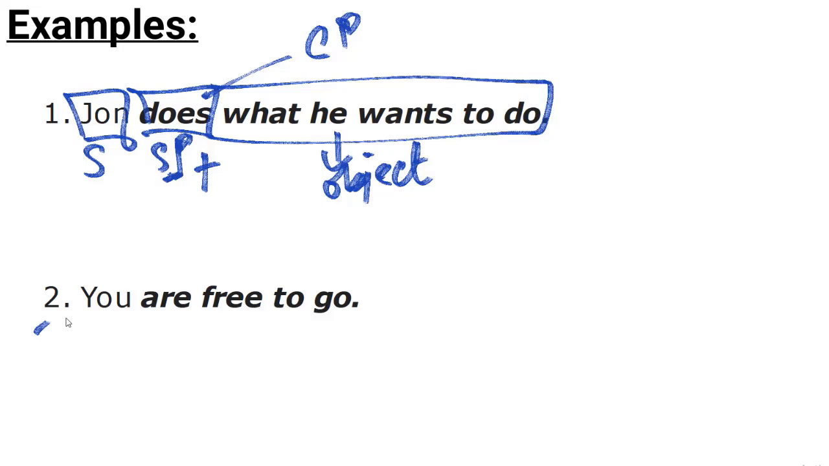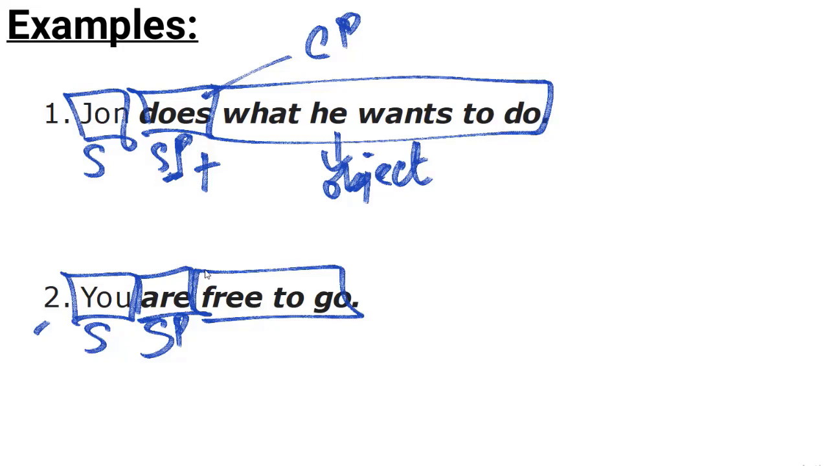Second example, you are free to go. You, subject. Are is your simple predicate, but this does not form a complete sentence. You are, you gotta say something about the subject. You are what, right? So something has to be there. The complement has to be there, the subject complement. You are free to go. So you is the subject. Are free to go is your complete predicate. Are is your simple predicate.